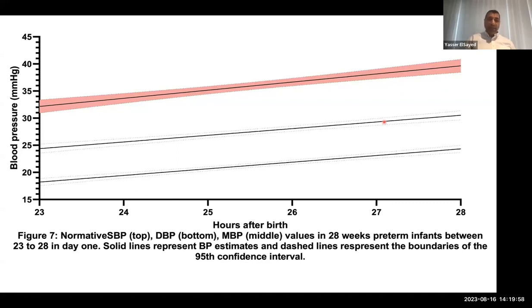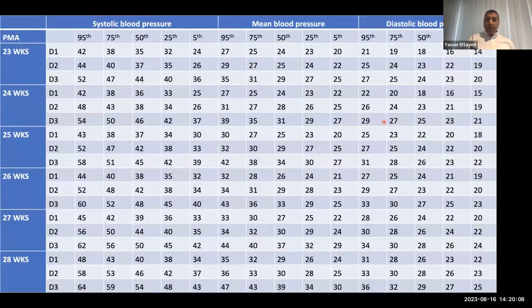And I'm actually talking about the first 72 hours, the most important period, when IVH might develop. So we have the table that now reflects the invasive blood pressure normative data for premature infants. Again, it will be available soon in Pediatric Research, and it will be open access.